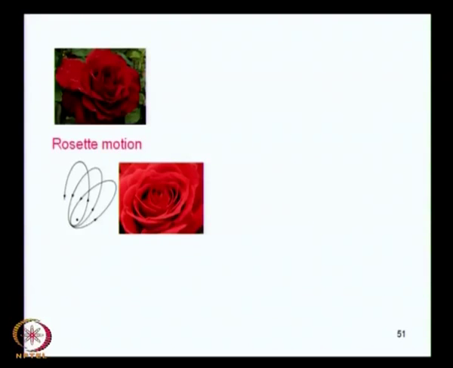So, this is the reason there is no Rosette motion, because if you look at this precession from a distance, if you go far enough, it would look like the petals of a lovely rose, but the motion is still beautiful even if it is not Rosette.